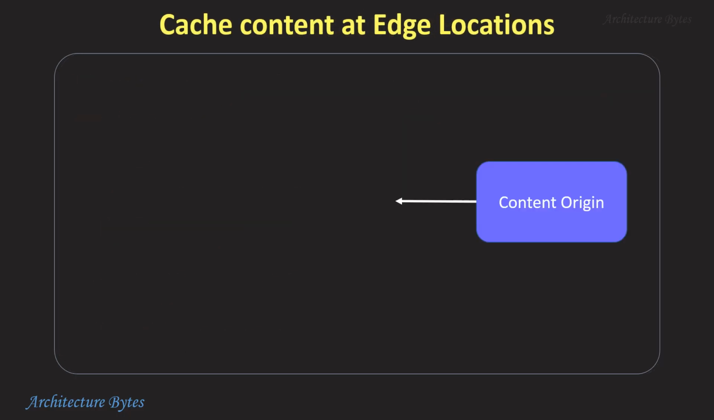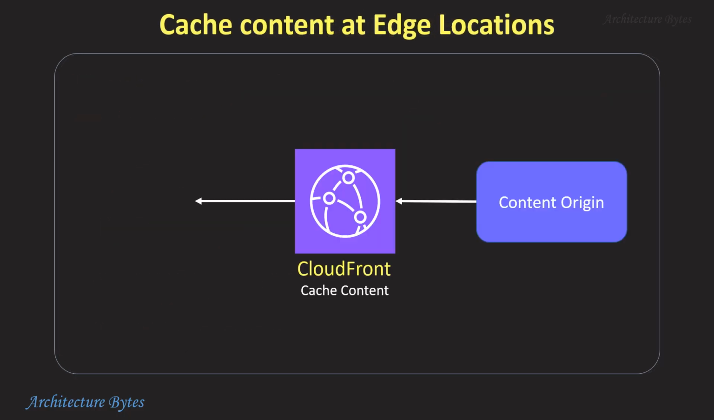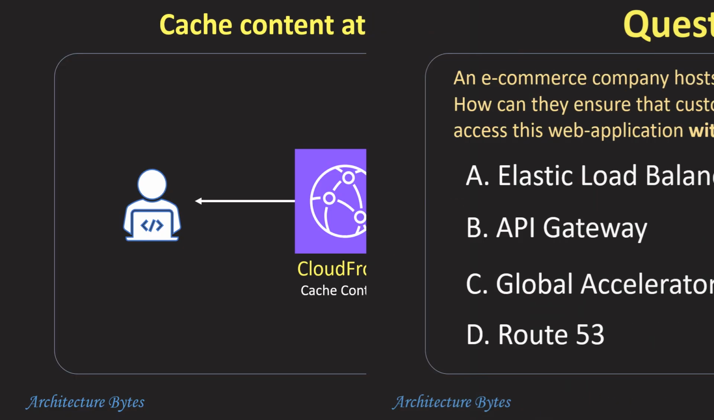Using CloudFront, a content delivery network service, you can speed up delivery of your website and app content like images and videos by caching them in a global network of edge locations. Users then access the content from the closest edge location, reducing latency and improving load times.